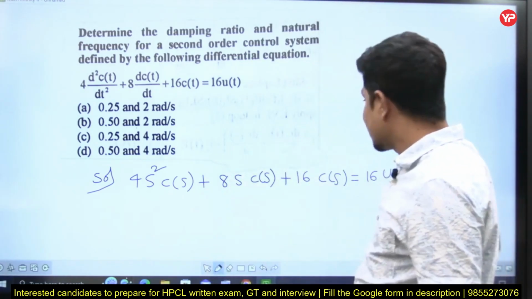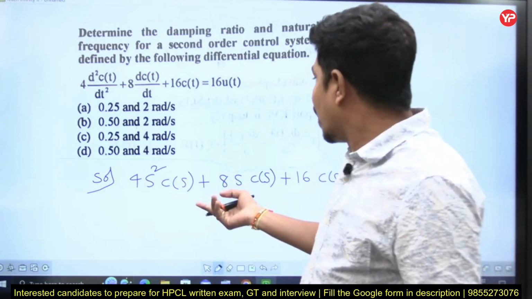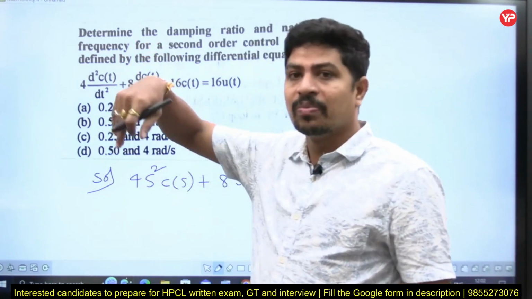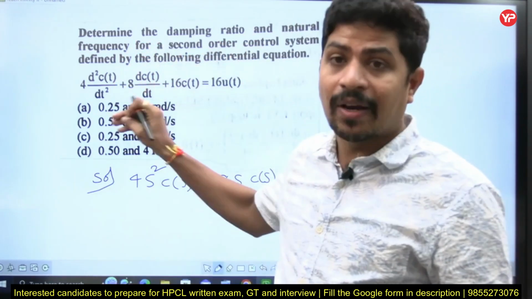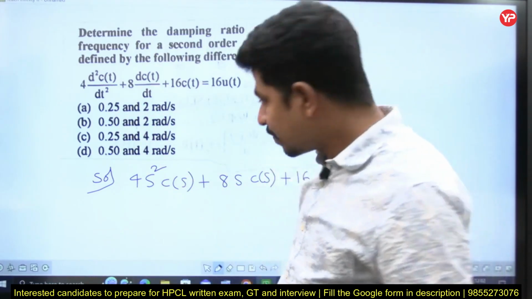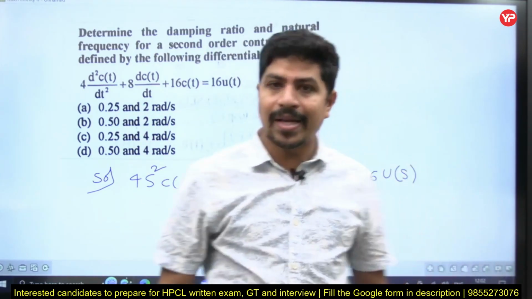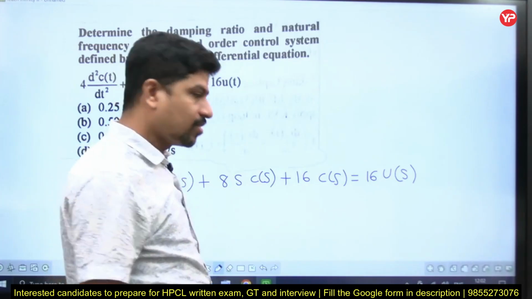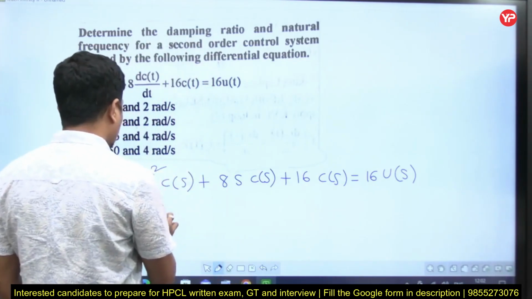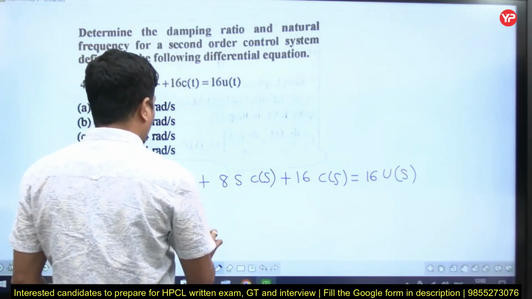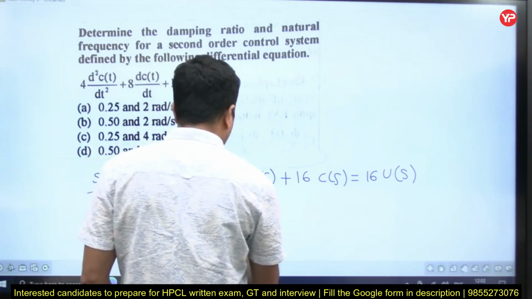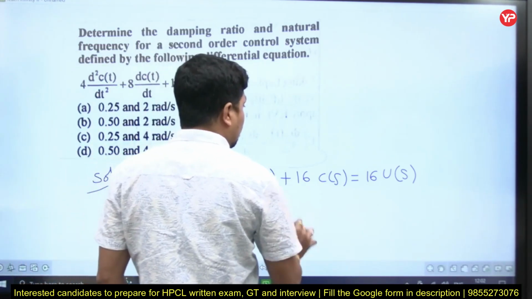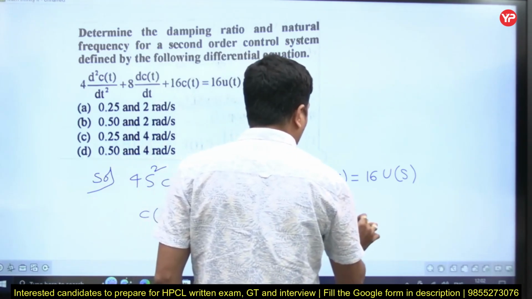If I put 1 by s here, some people will simplify it and get an equation in terms of s cube. For s cube, no damping ratio is defined in this particular topic. So that's why I keep it as U(s) only, where U(s) is equal to 1 by s. Now C(s), if I take common, what I have: 4s square plus 8s plus 16 is equal to 16 into U(s).